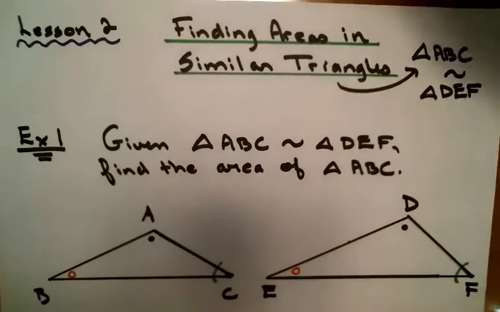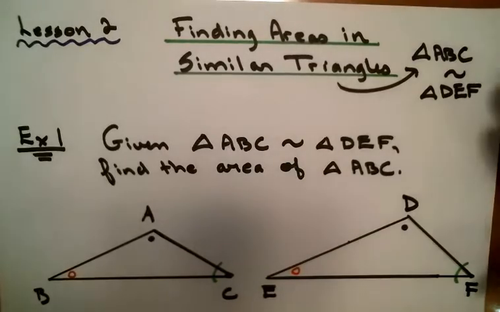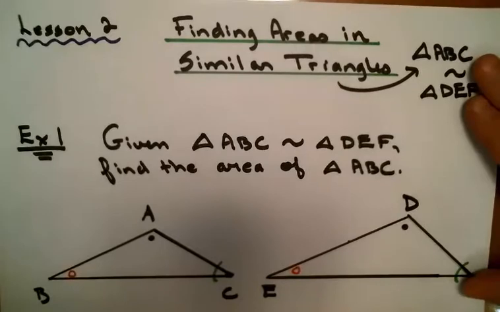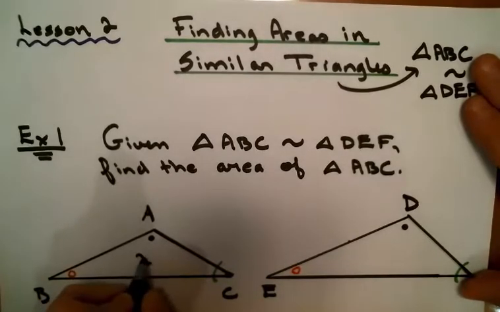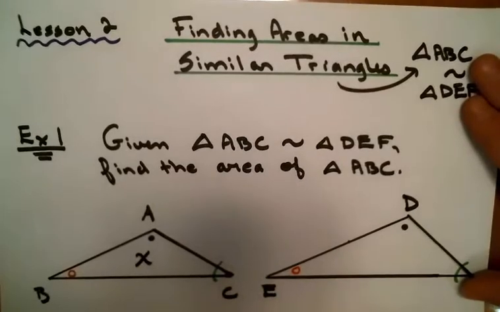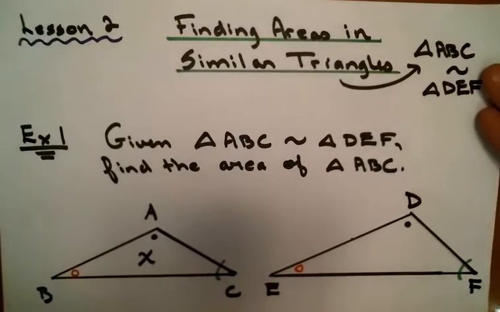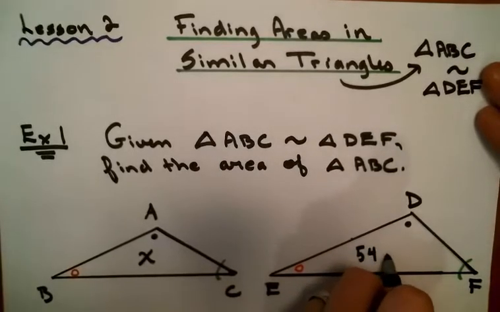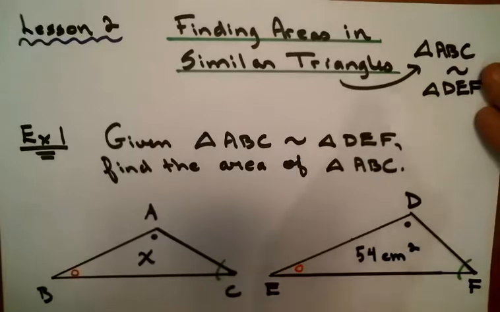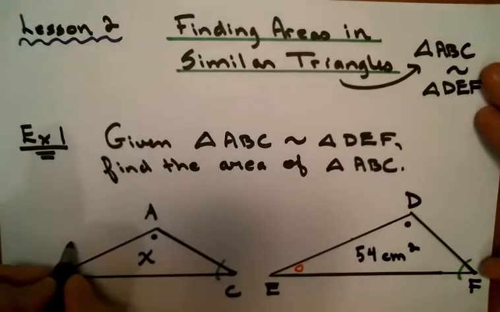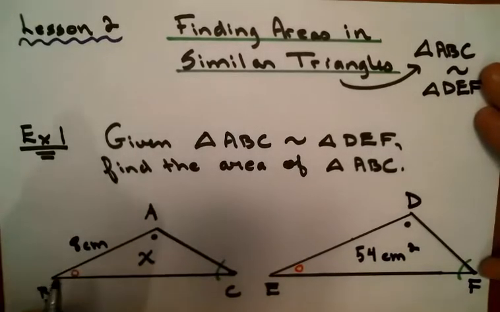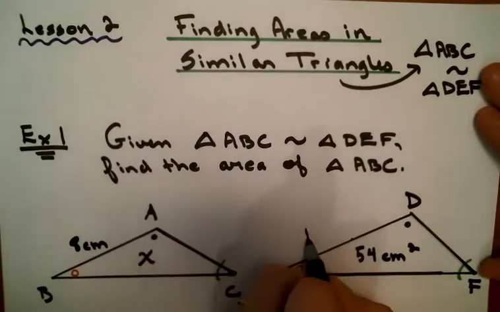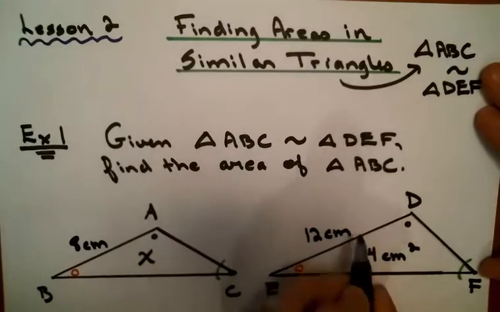With everything drawn out, okay, another piece of info that you're going to be given, which I'm going to give you now, is we're trying to find the area of triangle ABC. So we're going to call that X. And you'd have to be given the area of triangle DEF, and it turns out that it's 54 centimeters squared. You're also going to be given that this side is 8 centimeters, and you're also given that this side's 12 centimeters.